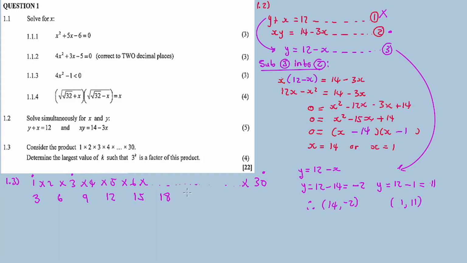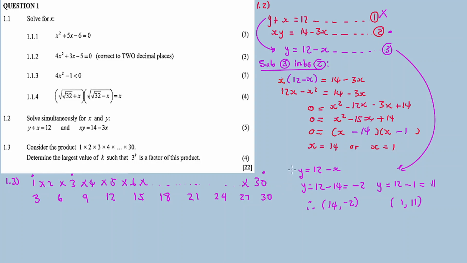Yes, it's 18, or 9 times 2, it's 18 as well. And then we have 21, 7 times 3, that's 21. And then 8 times 3 is 24. Then 27. Yes, 3 times 3 times 3, that's 27, or 9 times 3 is 27. And then we have 30, 10 times 3.